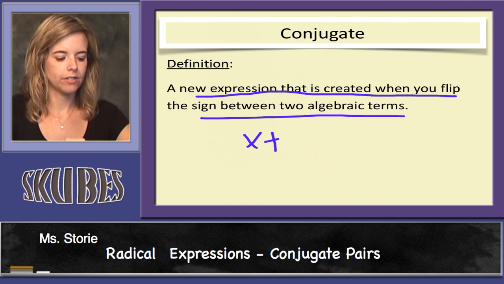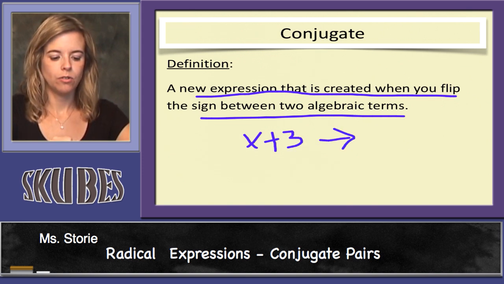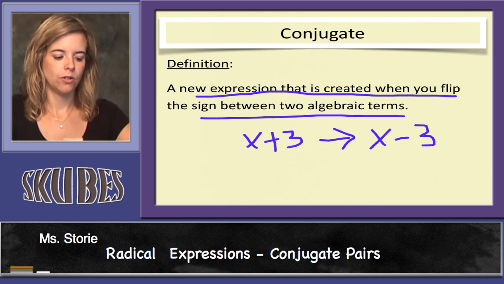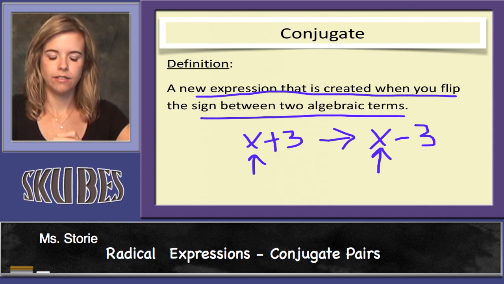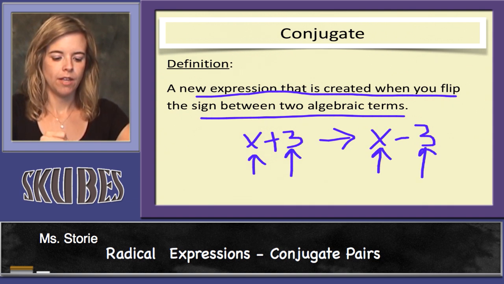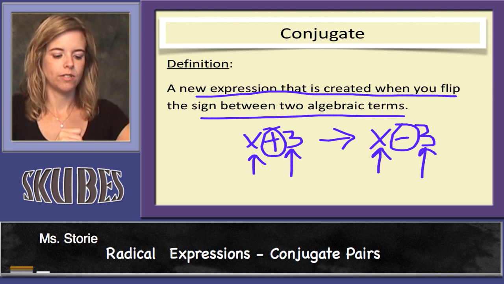So if I have x plus 3, the conjugate of it would be x minus 3. Notice that I kept the x's exactly the same. I kept the numbers the same. The only thing that changed was the sign that connected the two of them.